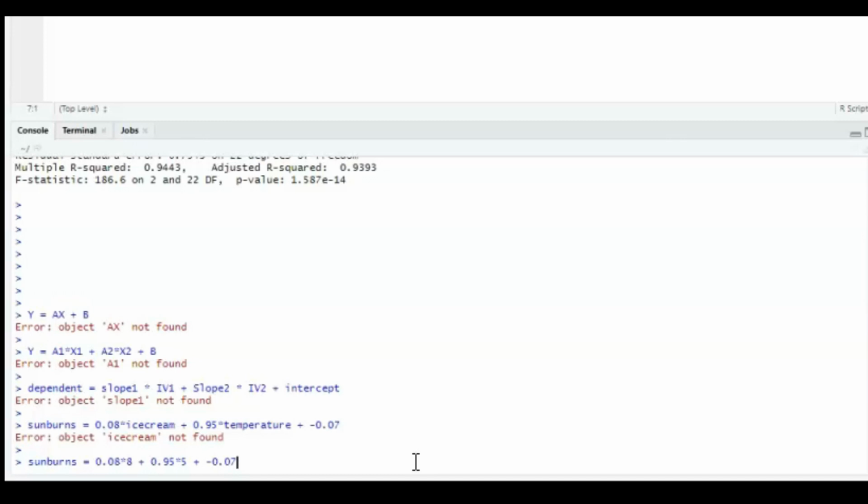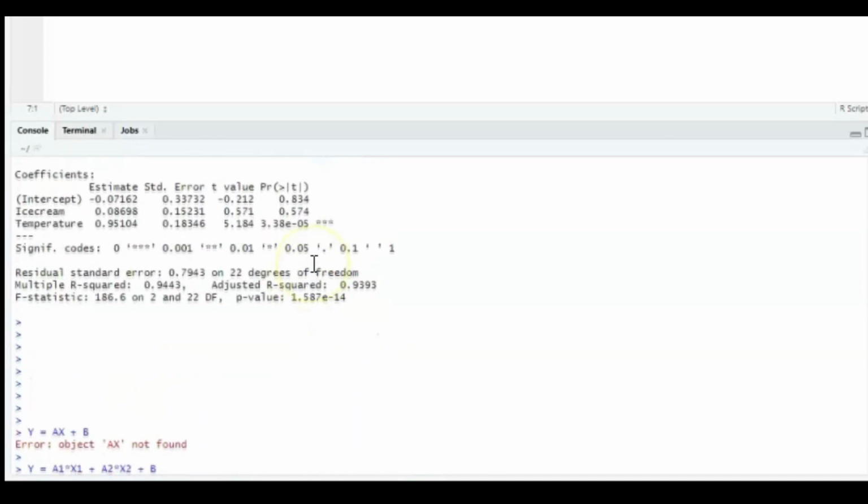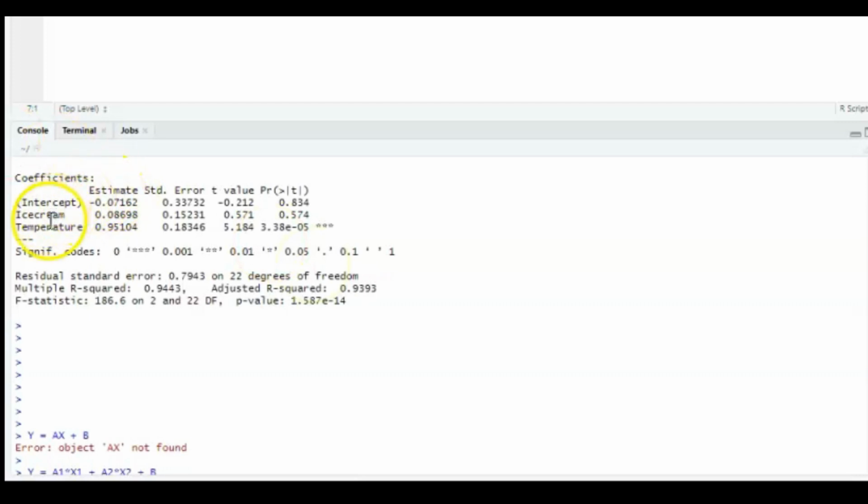So this is how you can actually make the formula out of the coefficients table you just had. You start off by looking at the coefficients table, and you take a look at the intercept, which is minus 0.07, the amount of the dependent variable, so sunburns, if the independent variables, ice cream and temperature, are 0. So if ice cream is 0 and temperature is 0, then the sunburns is minus 0.07.